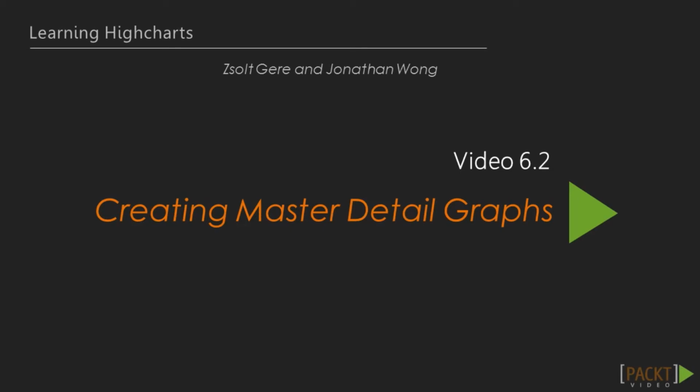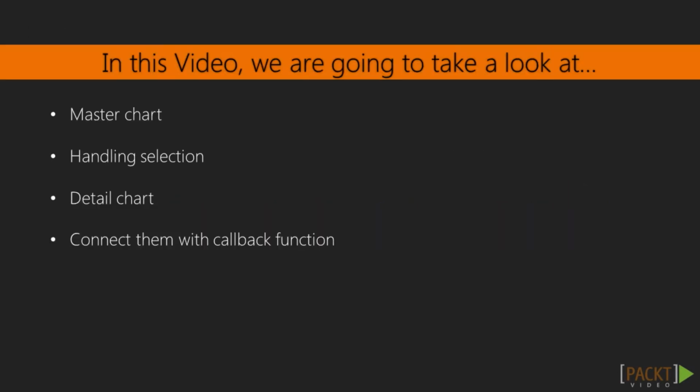In this video, we are going to take a look at how master details charts are made. Sometimes we work with large sets of chronological data that need to be analyzed in a way that a zoomed part and the overall data can be seen on top of each other. This is called a master details graph. Creating a master details graph will require two Highcharts instances connected with a callback function. First, we set up a master chart and later a detail chart.